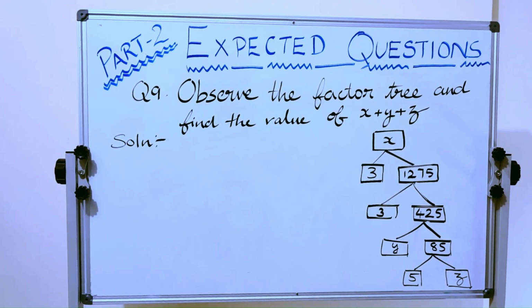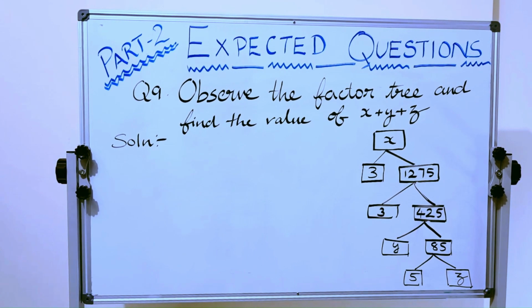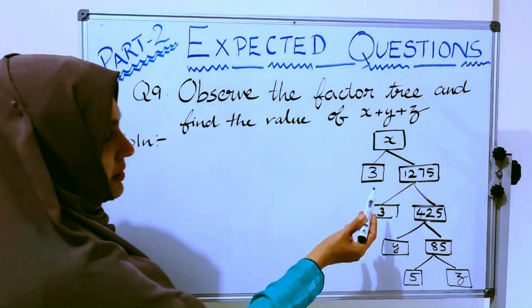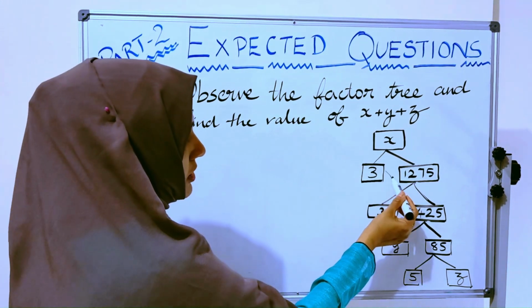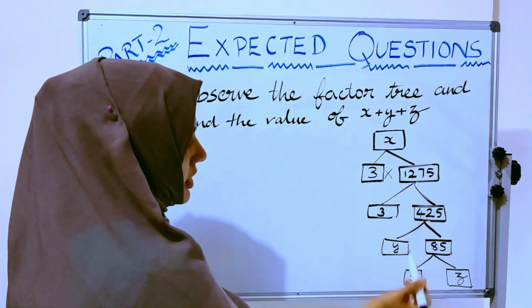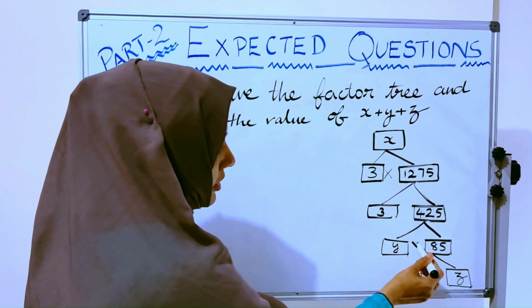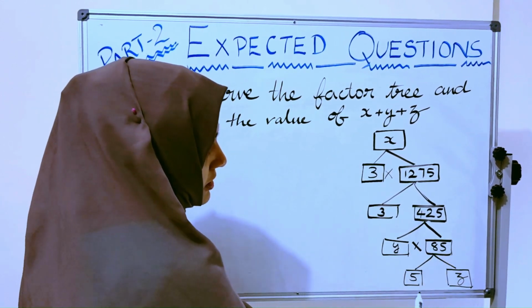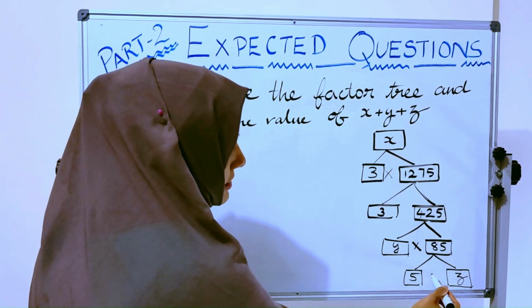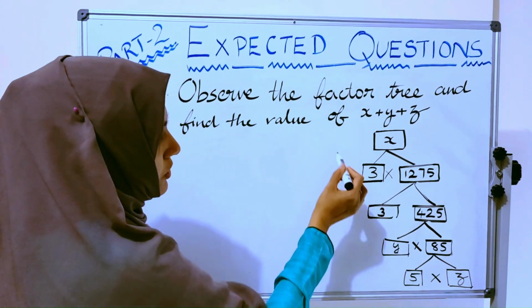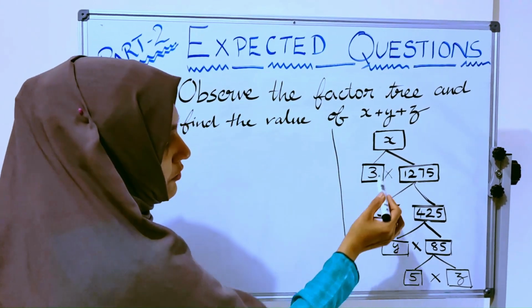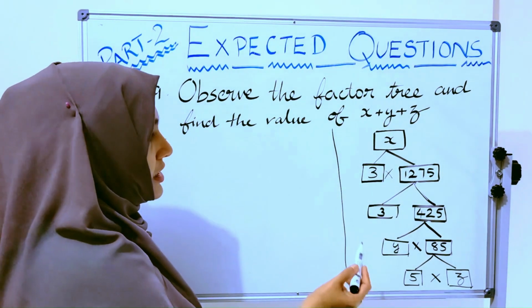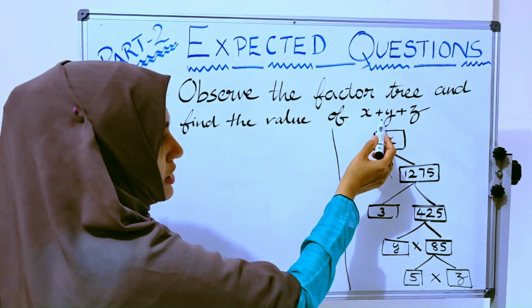Next is question number 9. Observe the factor tree and find the value of x plus y plus z. Here, x is 3 into 1275. Similarly, y into 85 is 425. Similarly, 5 into z is equal to 85. So from this factor tree we can get the values of x, y and z. After that, you have to put them in this equation.